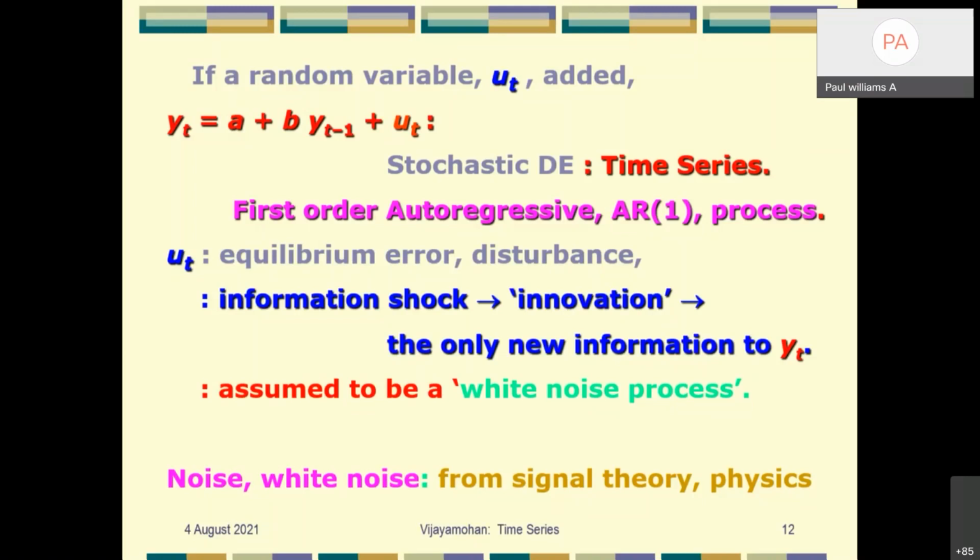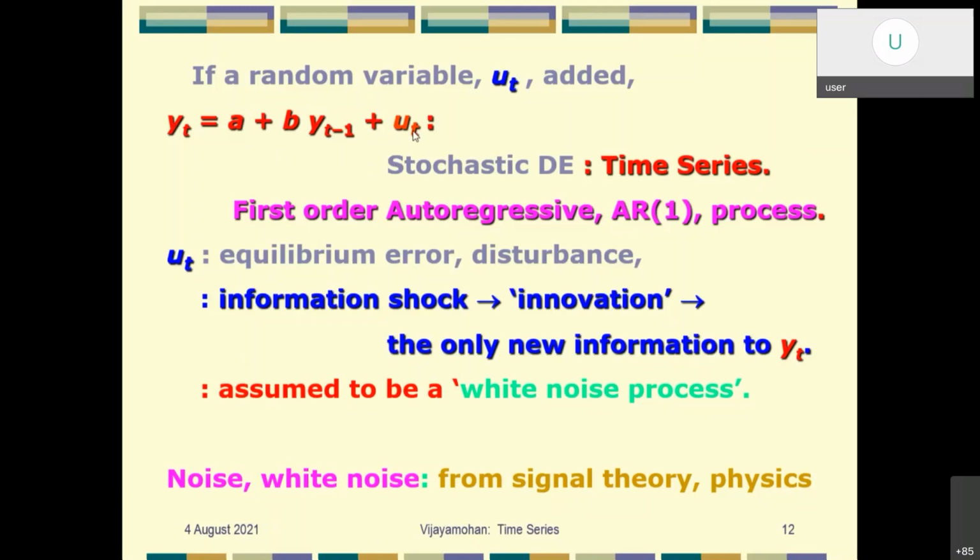Yes, I have already given it here. See, consider this particular equation, yt equals a plus b yt minus 1 plus ut. This yt minus 1 is already known to us. We know the value of yt minus 1 because this is the past value of yt. So we already have information on yt minus 1. Any new information to this system comes only from ut.